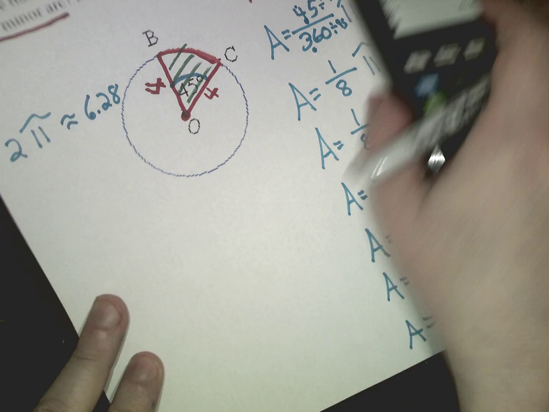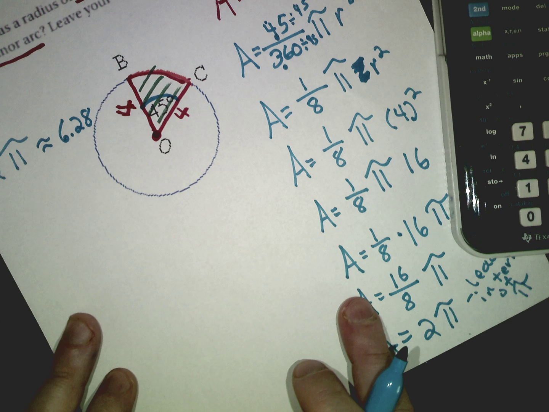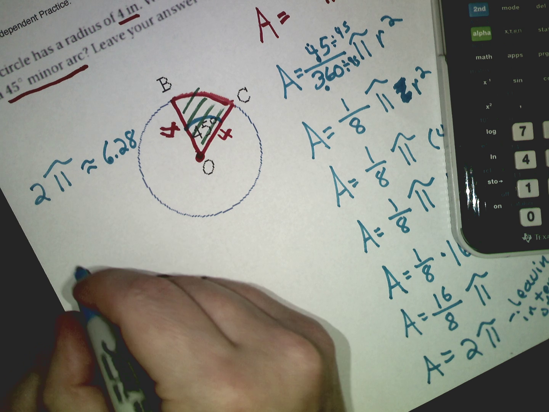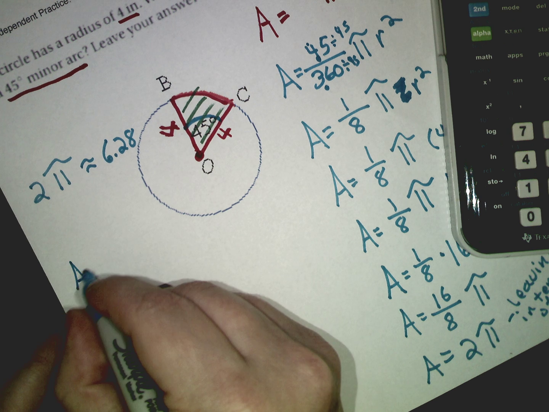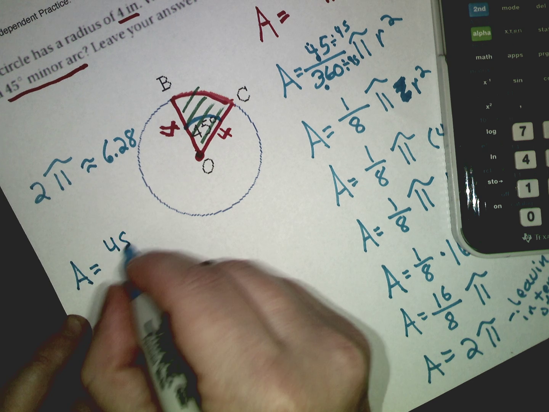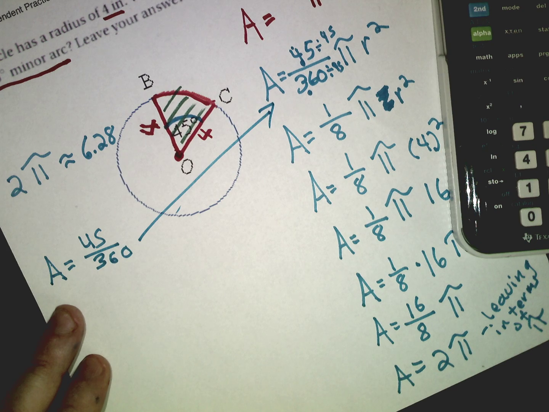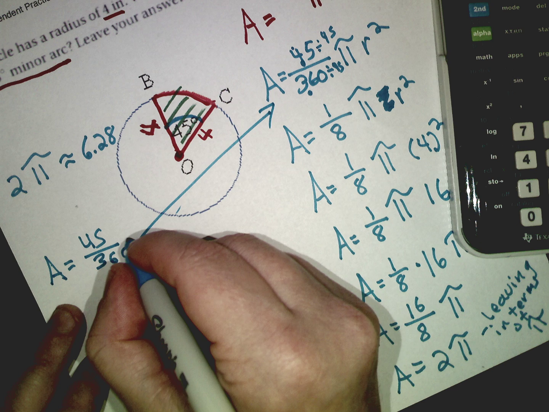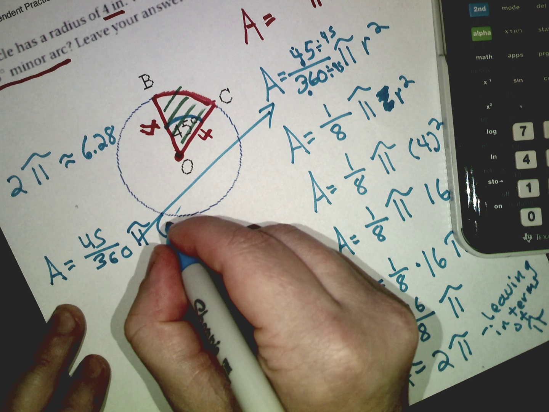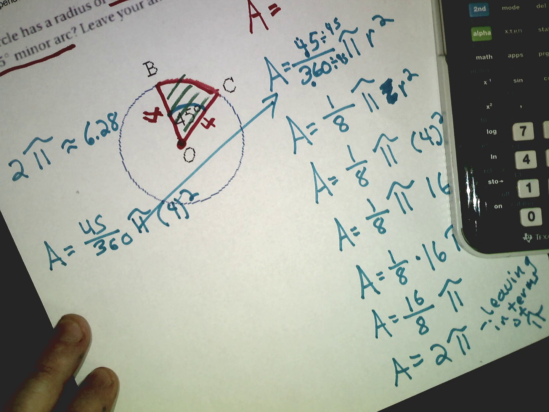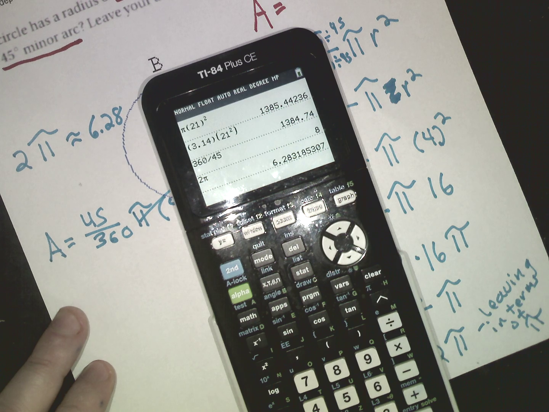Next step. Let's see what would happen if we would just put all these numbers in the calculator. If I would have taken the long way, I just would have said this. Area equals 45 over 360. I'm going all the way back to over here. I kind of wrote over my pi 4 squared. Let the calculator do the rest of the work.